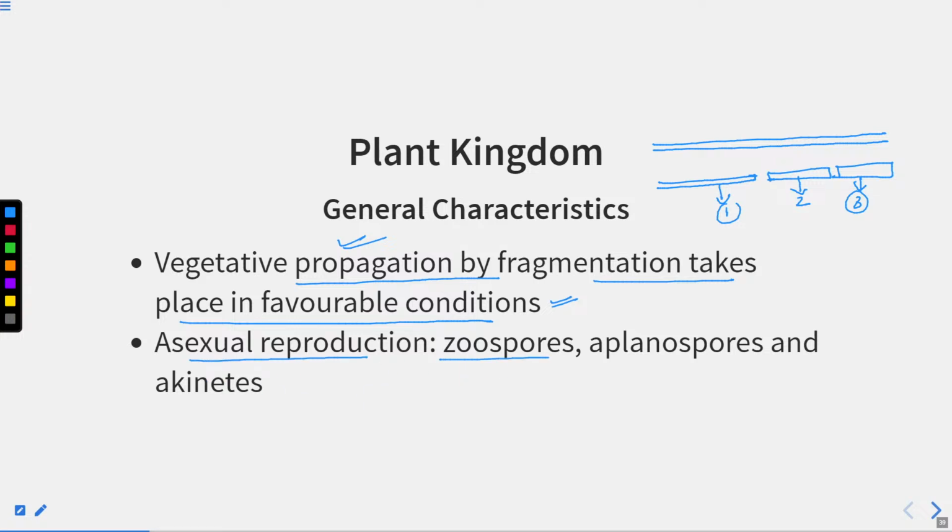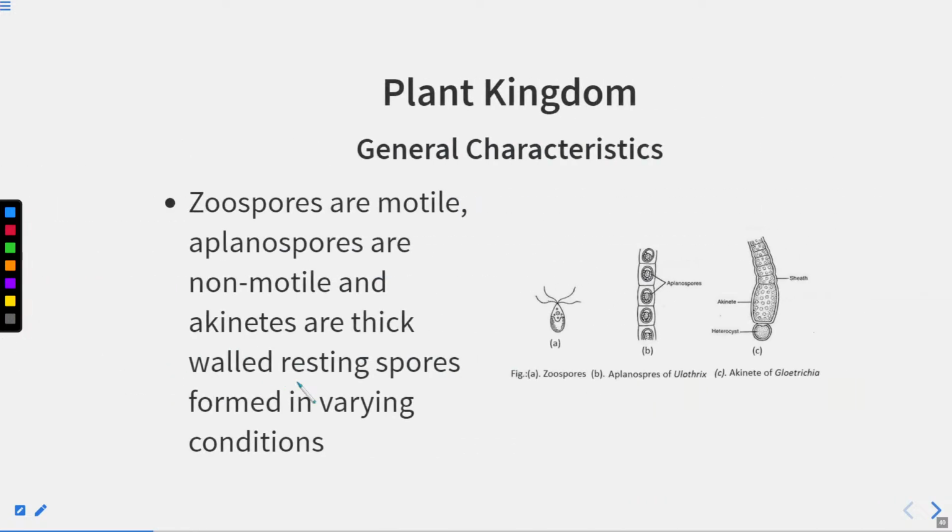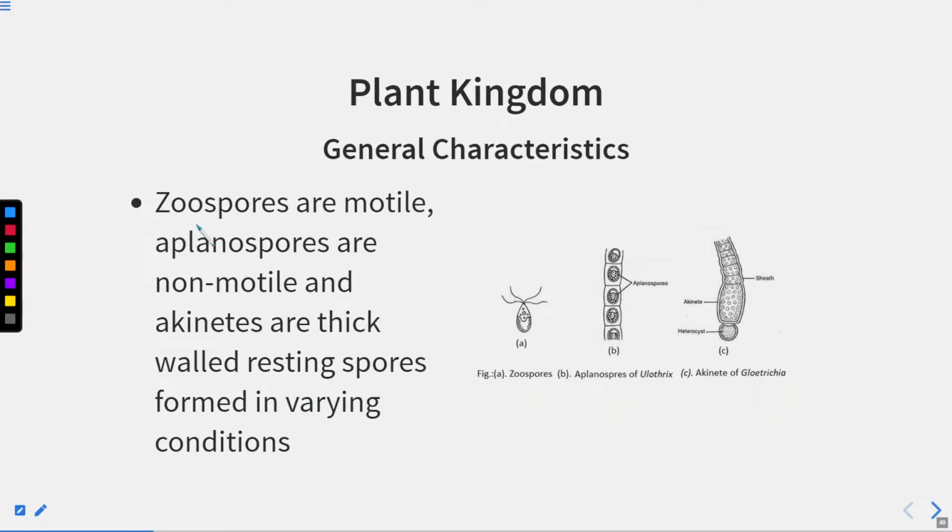Asexual reproduction: zoospores, aplanospores, and akinetes. These are the three different types of asexual reproduction. So zoospores are motile. Now here you can see zoospores. Why is it called zoo? Spore we can understand, but the word zoo is attached here because they have flagella, and due to these flagella they can move from one place to another, right? Animals generally move from one place to another, so here it got its name zoo from this characteristic, because this spore is motile. Aplanospores are non-motile.